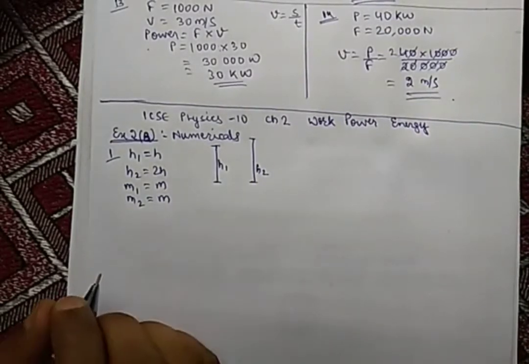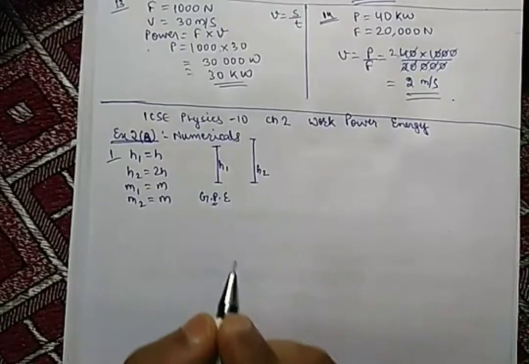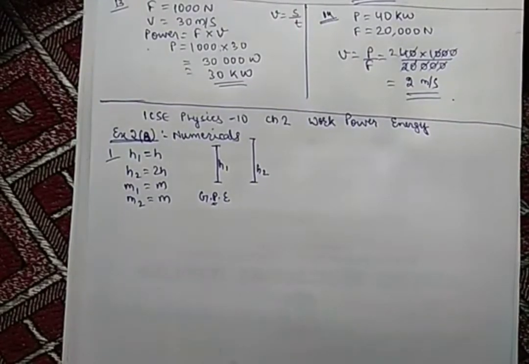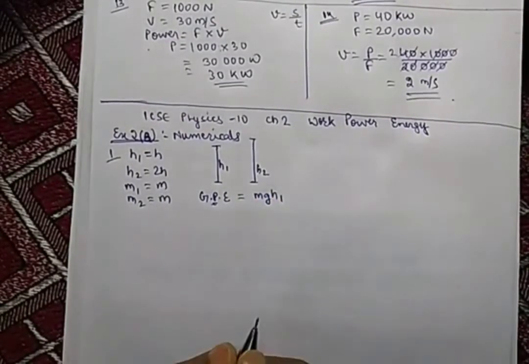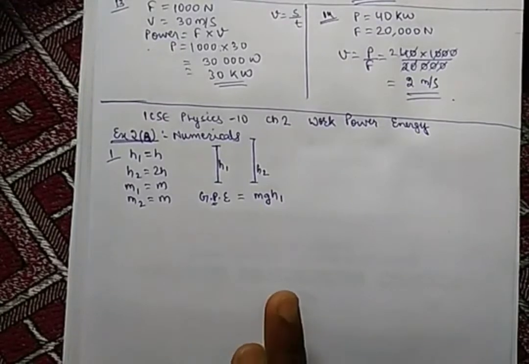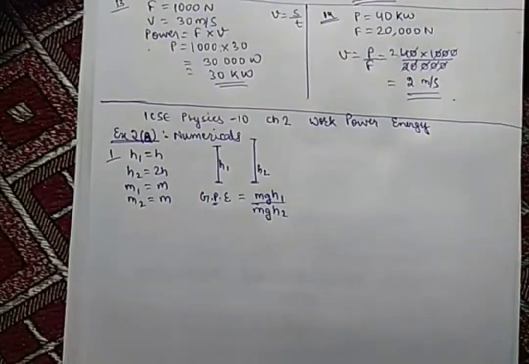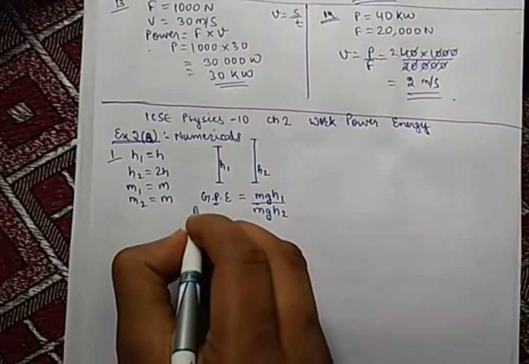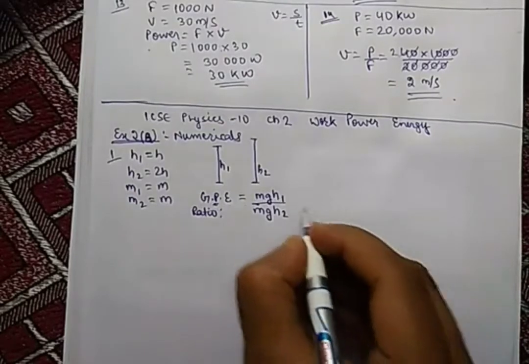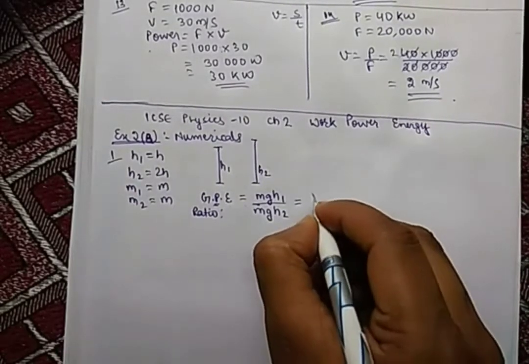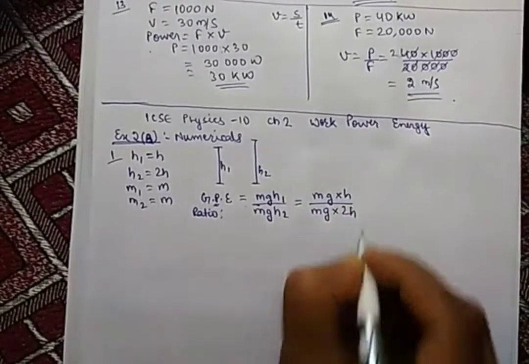Now, the gravitational potential energy. What is gravitational potential energy? Potential energy is used wherever there is a height, a reference of height. So it will be mgh1 for the first body, and mgh2 for the second body. So the ratio of gravitational potential energy is mgh1 by mgh2, so it will be mg into h by mg into 2h.